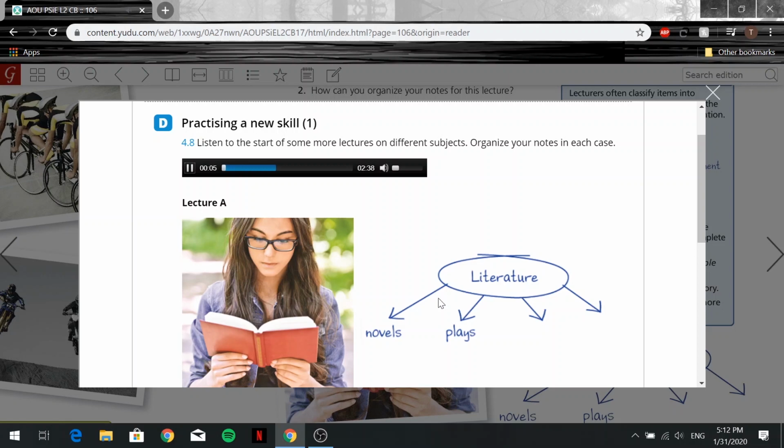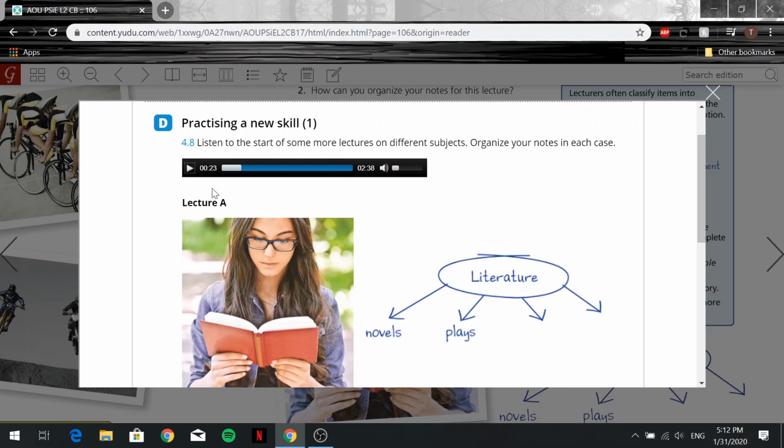Today we are looking at the classification of literature. There are 4 main kinds of literature. Firstly, we have novels, secondly, plays, thirdly, poetry, and finally, of course, biography or autobiography.